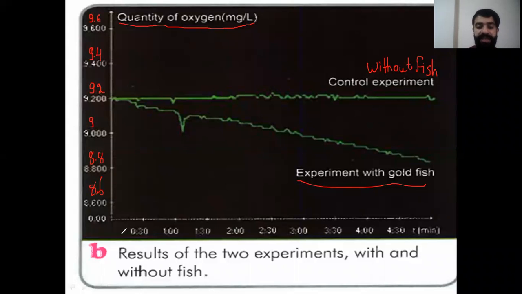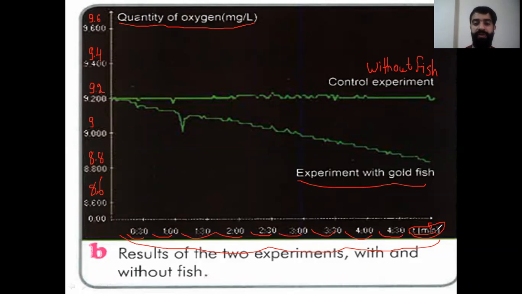Down on this axis we have the time. They move here, and at the end we have 5. So it's the time in minutes. Here we move 30 seconds, 1 minute, 1 minute 30 seconds, 2 minutes, 2 minutes 30 seconds, 3 minutes, 3 minutes 30 seconds, 4 minutes, 4 minutes 30 seconds, and 5 minutes, which is the end of the experiment.